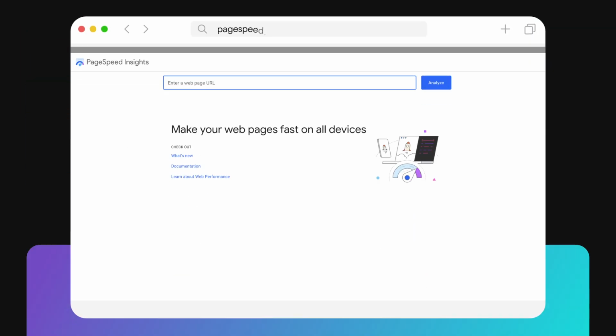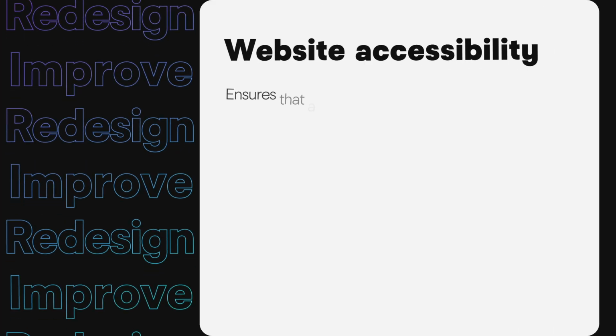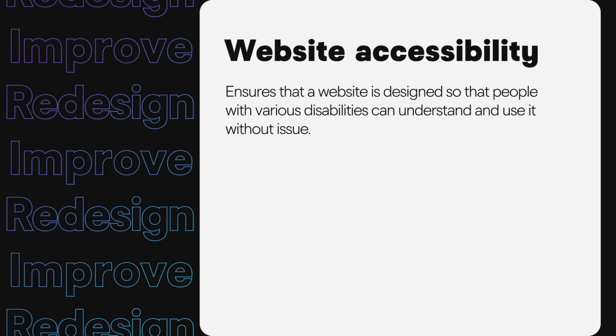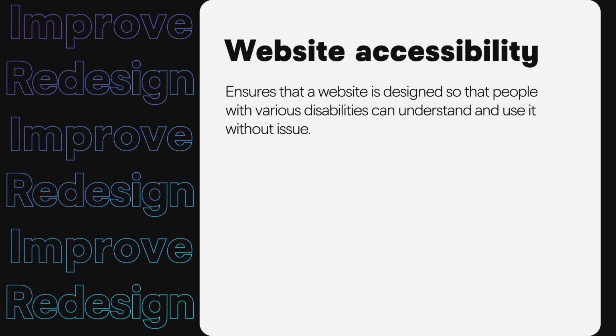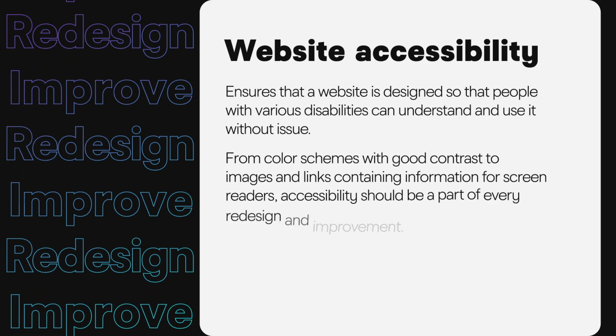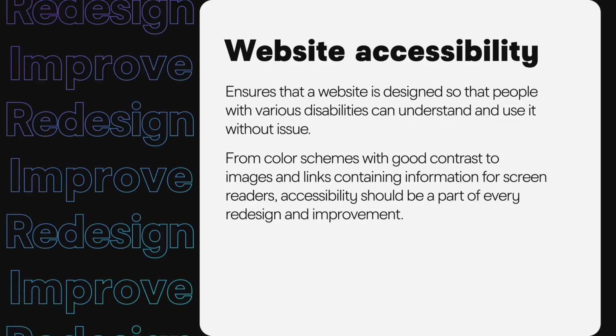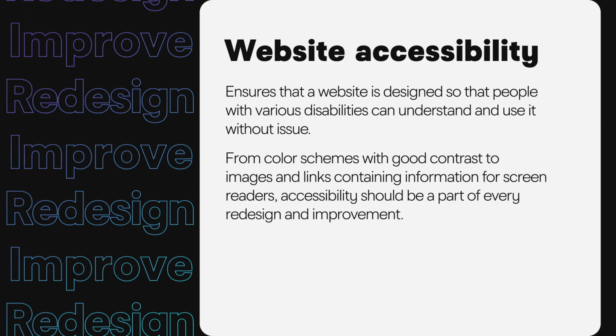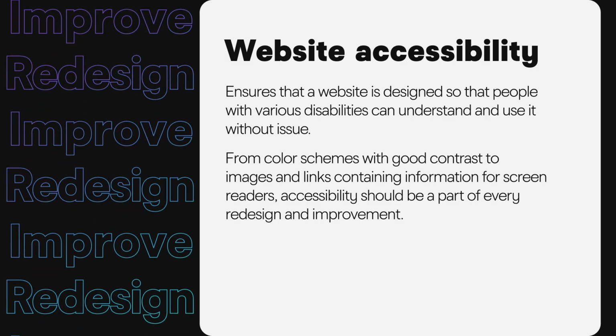When it comes to accessibility, I'm happy to say there is a website checker to audit and score your website. Google includes checking for accessibility in their PageSpeed tool. Accessibility ensures that a website is designed so that people with various disabilities can understand and use it without issue. From color schemes with good contrast to images and links containing information for screen readers, accessibility should be a part of every redesign and improvement.